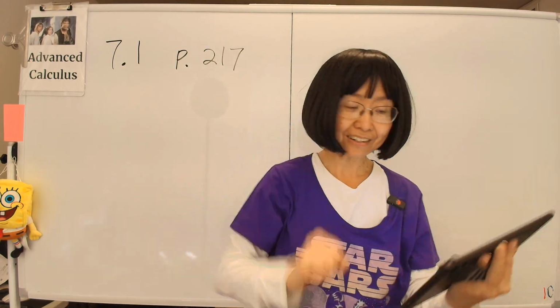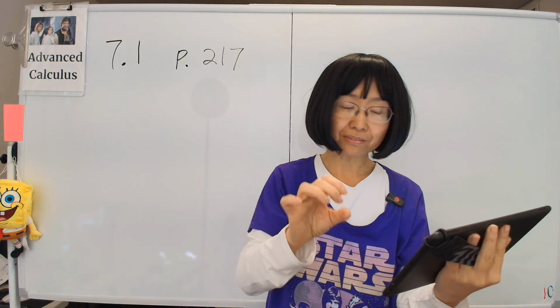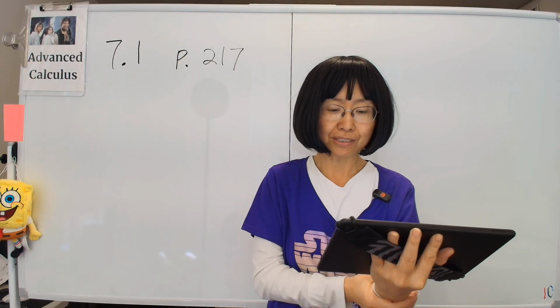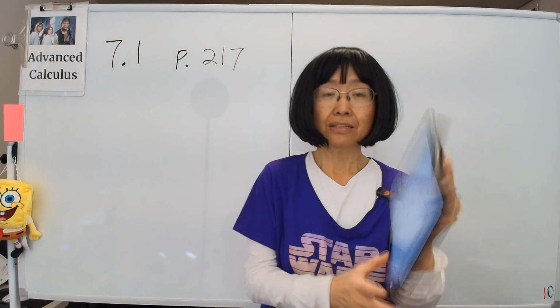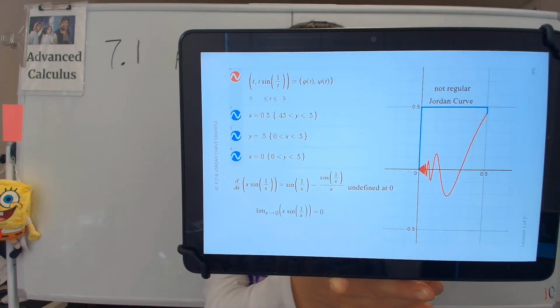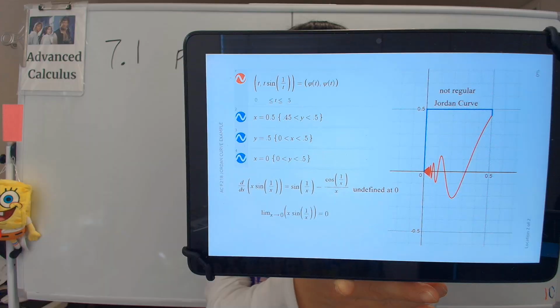Okay, towards the end there, it does approach 0. So we have to admit that it is continuous. As a result, this would not be a regular Jordan curve.